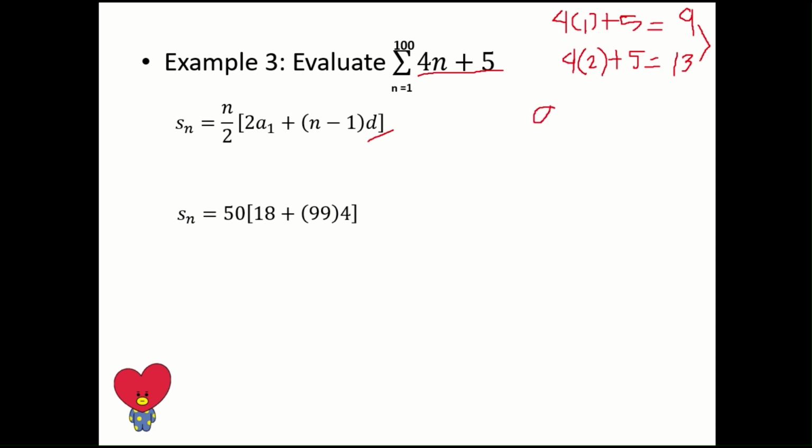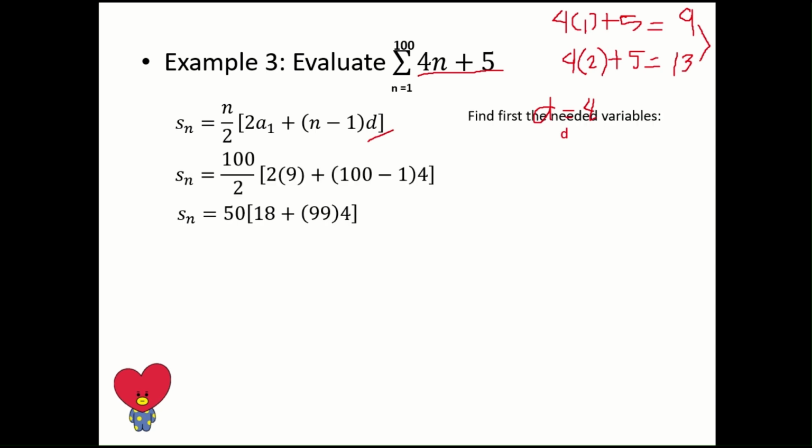We are adding 4 to 9. Therefore, 9 plus 4 is equal to 13. d is equal to 4. So in our formula, you have it there. 4 is our d. And then we simply do it carefully. If we don't have any calculator, you solve it carefully and you will get the answer, 20,700. But if you have the calculator, it's easier for us to solve it.